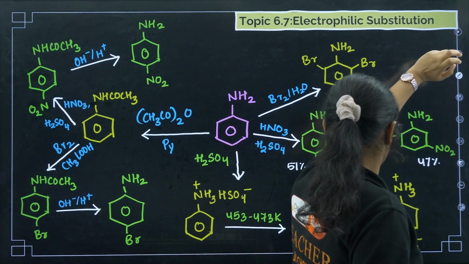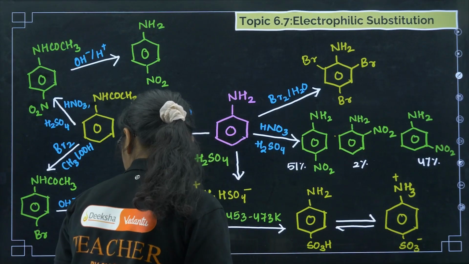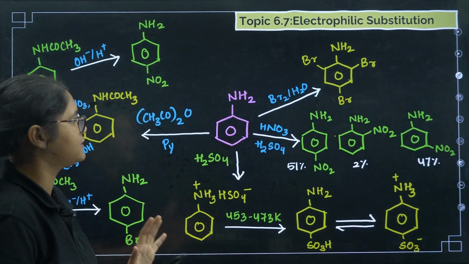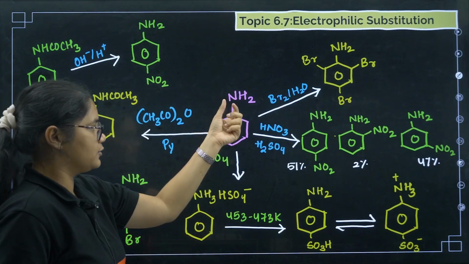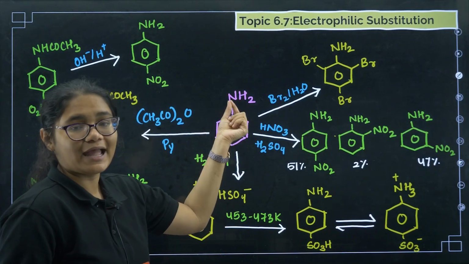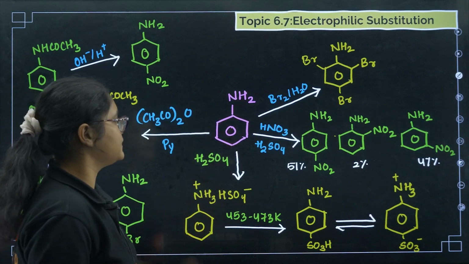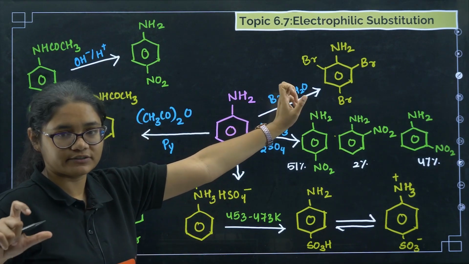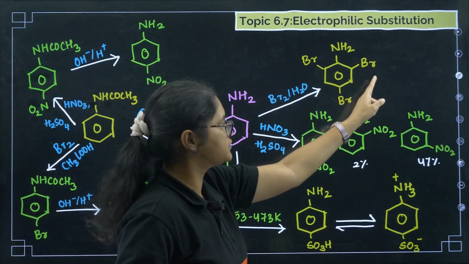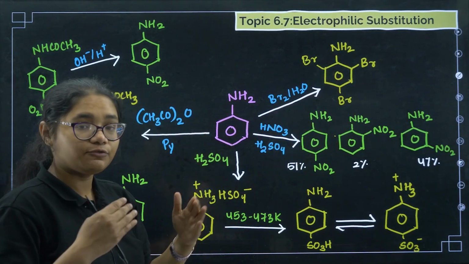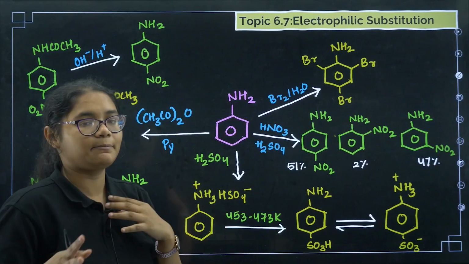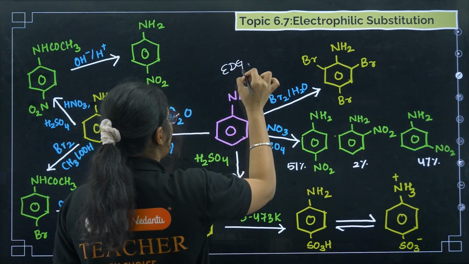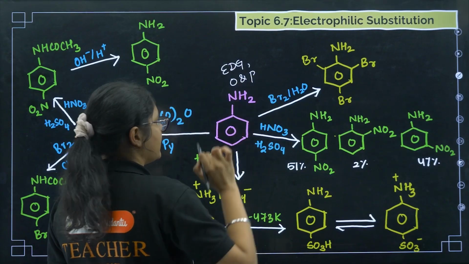Now coming to electrophilic substitution, the last reaction. The NH2 group is a highly activating group. So what happens if you directly treat it with bromine water, like you have studied in phenols? All the positions will be occupied. But if you want to get only ortho and para products separately, first of all you should know that it is a donating group and it is ortho and para directing.